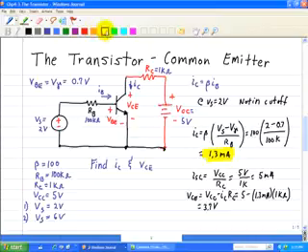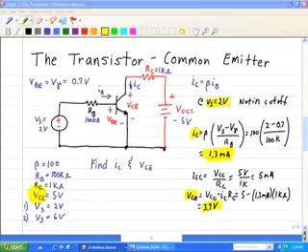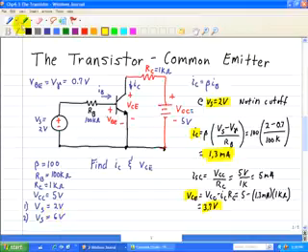So let me highlight that result for Vs equal to 2. VCE is 3.7 volts and IC is equal to 1.3 milliamps for Vs equal to 2 volts. Now let's look at the second case when Vs is equal to 6 volts. And when Vs is equal to 6 volts, we assume that the transistor is in active mode.